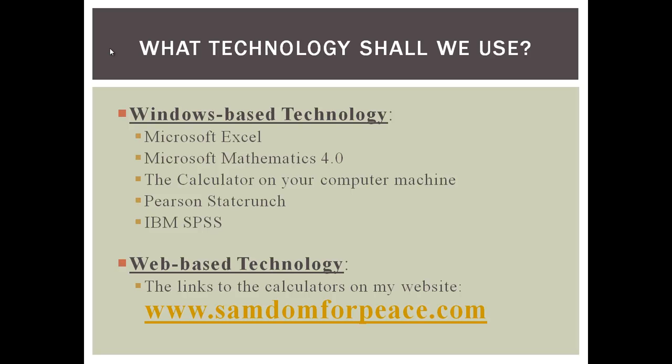Then Pearson StatCrunch and IBM SPSS will give you trial periods. For the StatCrunch, if you have access to MyMathLab, you should also have access to StatCrunch. The IBM SPSS is not free, but you can get a trial period for 30 days, I believe. So you will also learn how to use it. For the IBM SPSS, if you're a statistics major, like a finance major, especially in advanced statistics, this is the current technology they use now, the SPSS and the StatCrunch.